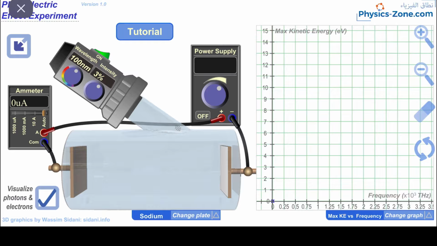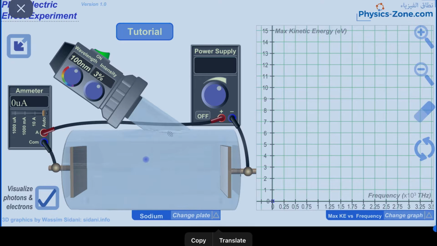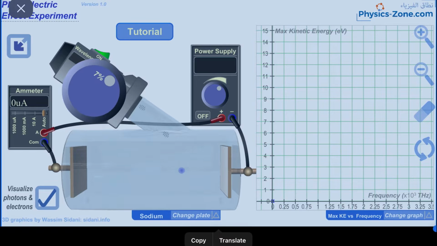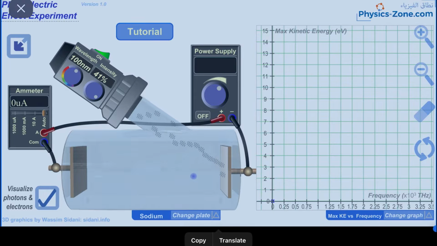So what I'm going to do is increase the intensity. If you're looking here, I'm changing the intensity. You see, when I increase the intensity, do you see the number of photons, these photons, they increase. So when I increase the photons, look, when the intensity is like that, do you see the photons? And the photoelectric effect occurs, which is these electrons are ejected, right?